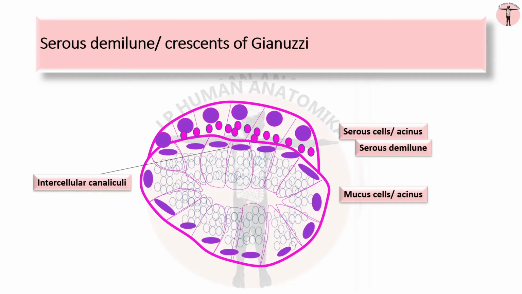Recent studies show that the serous demilune is nothing but an artifact, where the serous acinus is compressed against the mucous acinus due to the swelling during preparation of the slide.